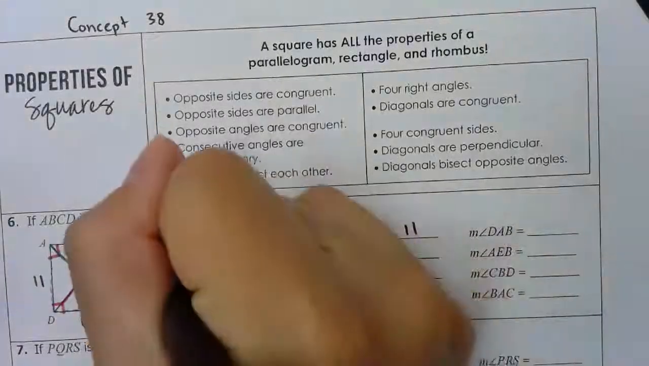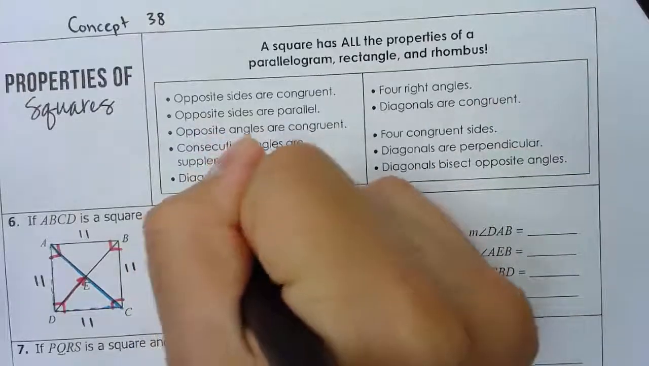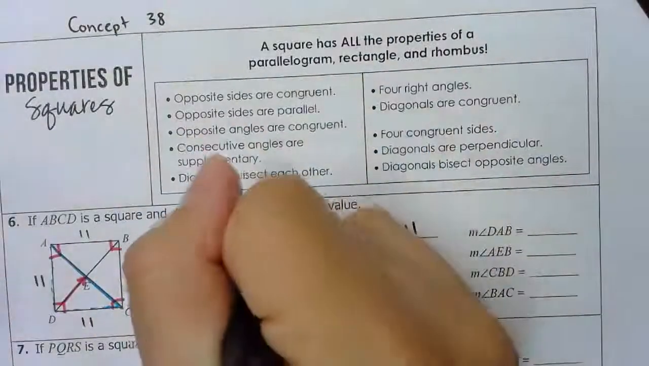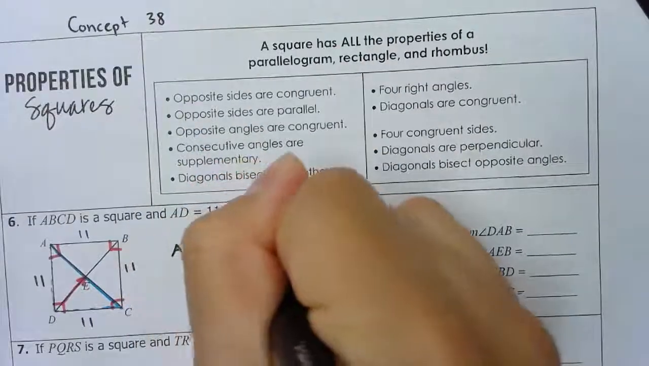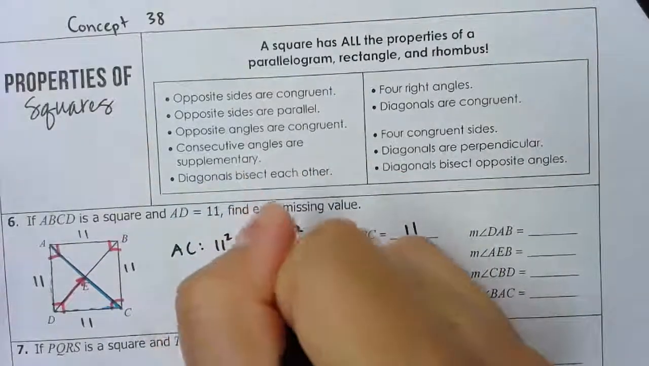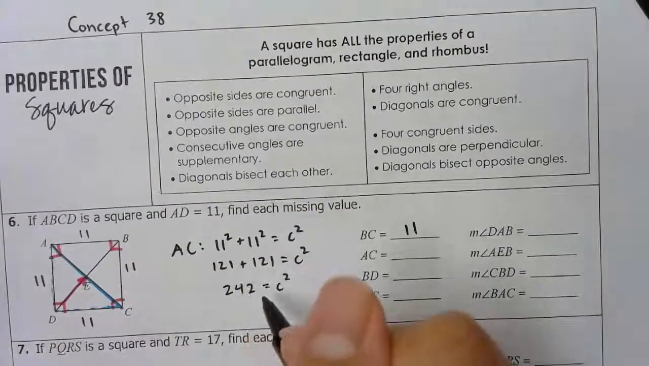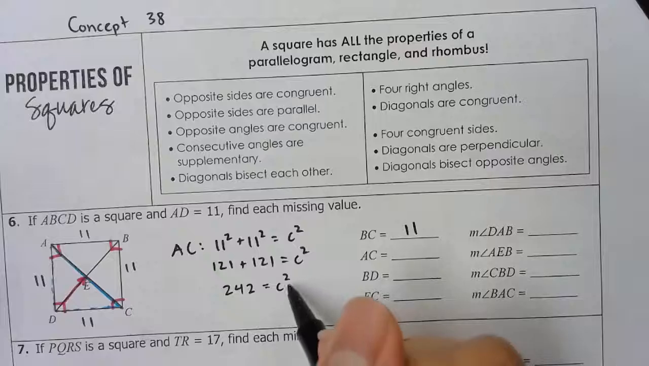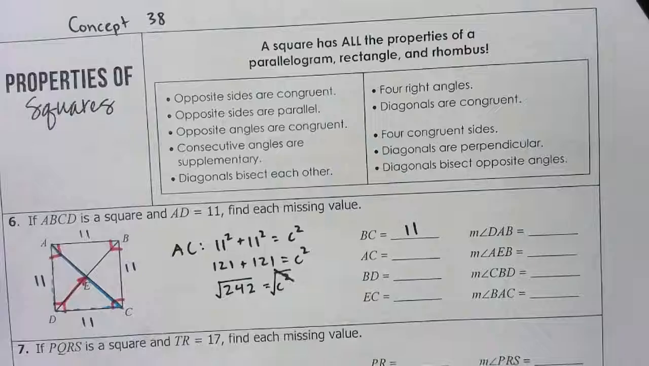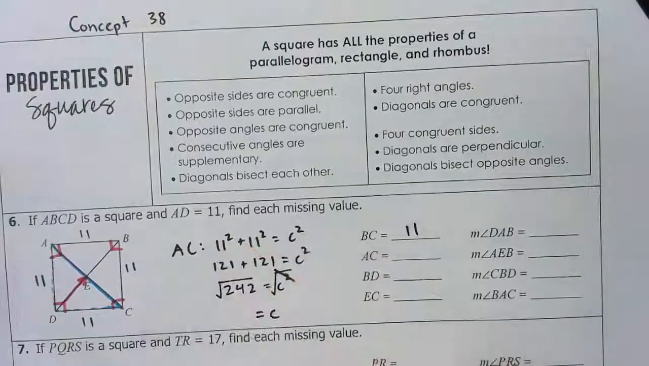So to find AC, I have 11 squared plus 11 squared is equal to C squared, and I have 121 plus 121, that's equal to C squared. Then I get 242 is equal to C squared. And then the way I would solve for C is you take the square root of both sides, and then this gives me C. C is equal to the square root of 242.